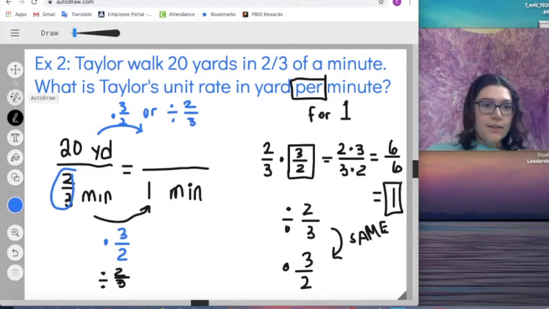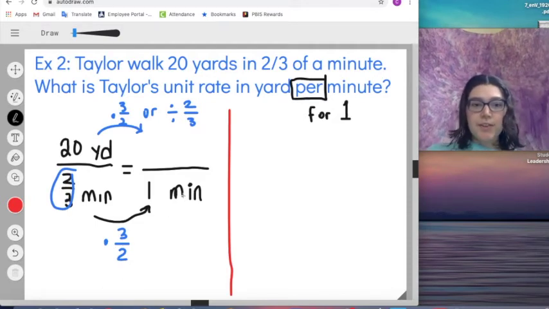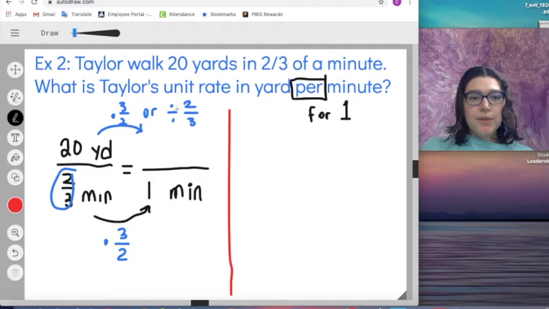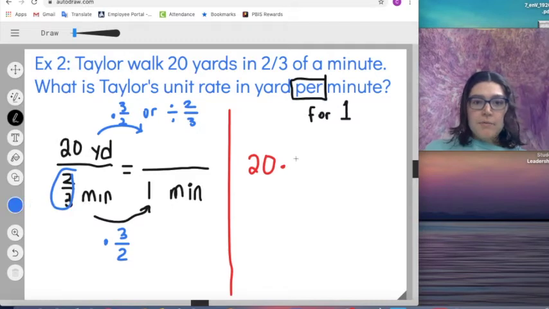All right, so let's clear up our board space a little bit. We know that 2/3 times 3/2 equals 1. We already figured that out. So now we're going to do the same thing with the numerator. I have 20, and I need to multiply by my 3/2. We've got to figure out what that equals.